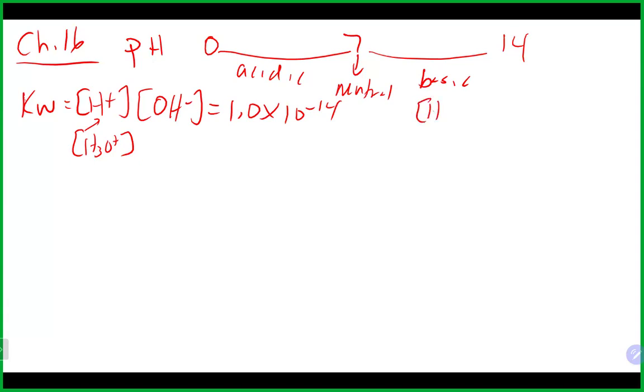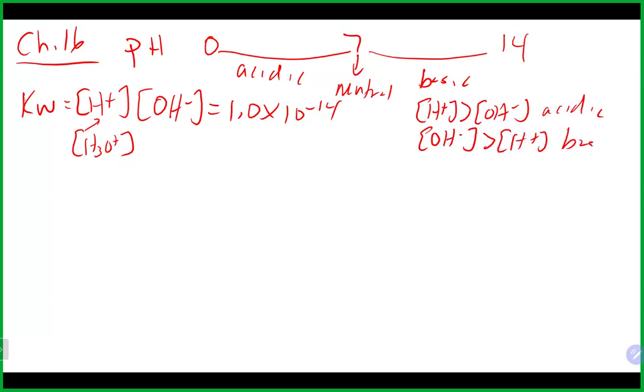Obviously, if the H+ is larger than the OH-, then you have an acidic solution. If the OH- is larger than the H+, you have a basic solution. And if they equal each other, you have a neutral solution.